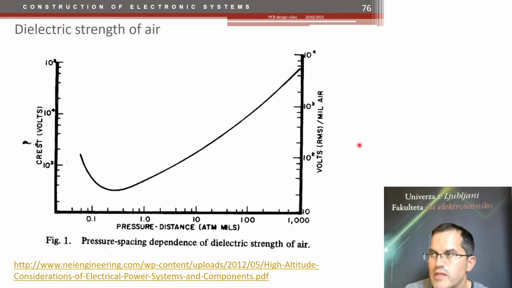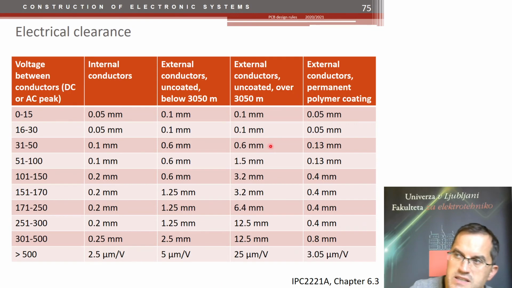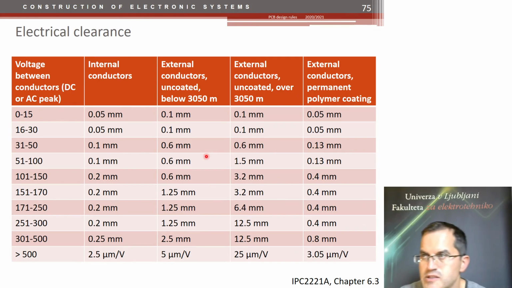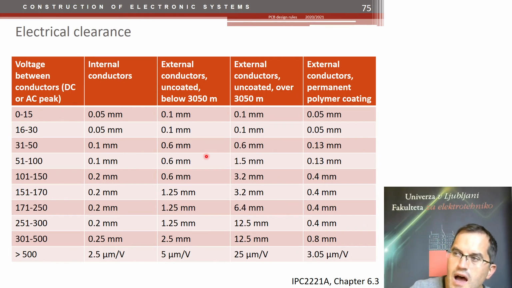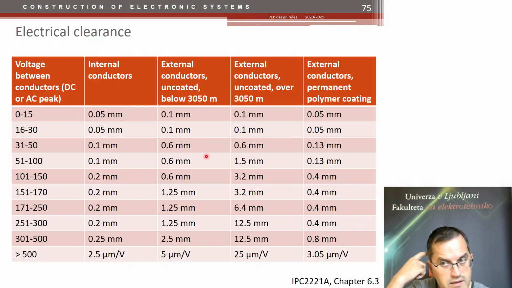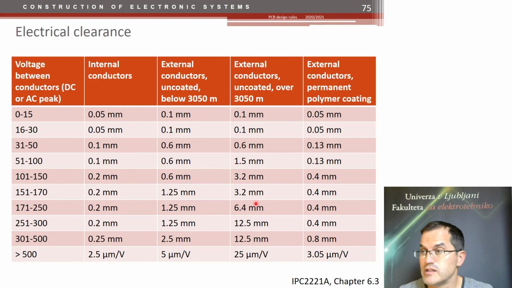So the thing is, you should take care if your PCB has uncoated external conductors. At a certain height, the pressure is lower and the distance should be larger because the electric strength of the air is lower. And the difference is really, really large. If you're talking about 300 volts, it is 10-fold. That's a lot.